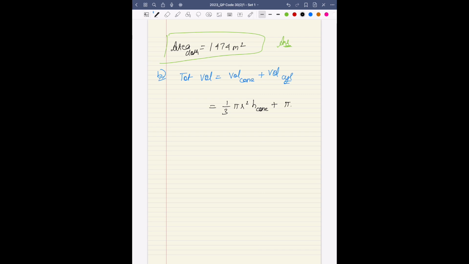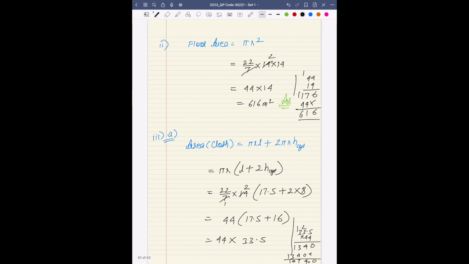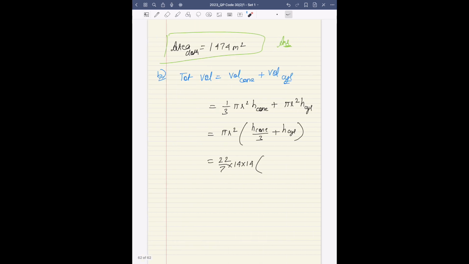Volume of cylinder is pi r square times height of cylinder. That's why I'm writing the radius as the same. It is the same value. So I'll take pi r square common. I'll get height of cone divided by 3 plus height of cylinder, times pi r square. Okay, let me substitute the values now. So 22 by 7 into 14 into 14. We already know the value for this. It's 616. We calculated it here. See here. So we can straight away write it instead of writing this. Anyway, we'll see if we simplify.